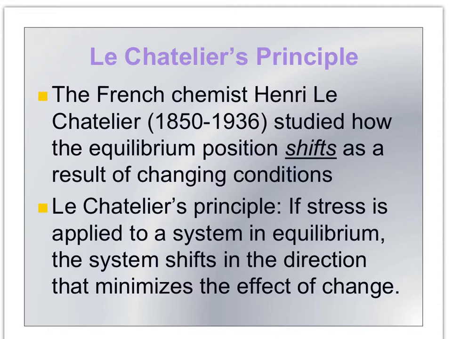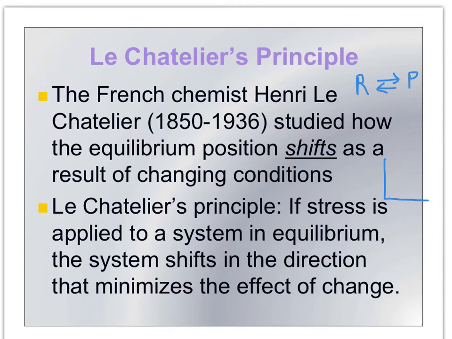proceeds. So Le Chatelier's principle says, if stress is applied to a system in equilibrium, the system shifts in the direction that minimizes the effect of the change. So what does that mean? Again, if you have a reaction that has reached equilibrium, so let's say you start out with your reactants, it's a reversible reaction, you end up with products. Each reaction is different, and each reaction will have, at equilibrium, a different ratio of reactants to products.